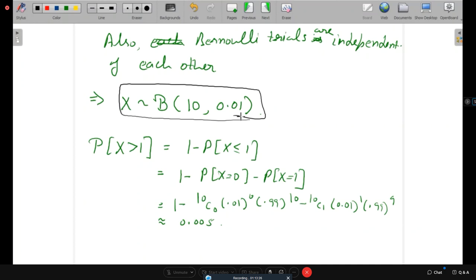And it offers a money back guarantee that at most one disk of 10 is defective. So you need the probability of x greater than 1, which means the package is returned. The package will be returned only when more than one disk in the package is defective. So the probability of x greater than 1 is 1 minus the probability of x less than or equal to 1, which is 1 minus the probability of x equals 0 minus the probability of x equals 1. If you fix all the values, since x follows the binomial distribution and you know the PMF, the package will be returned with probability 0.005.